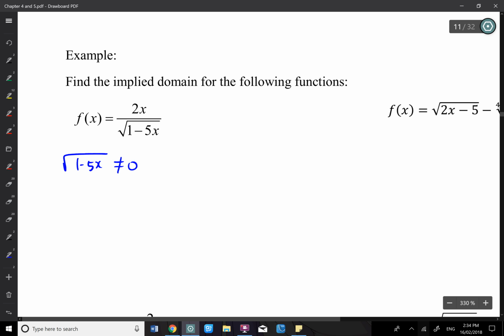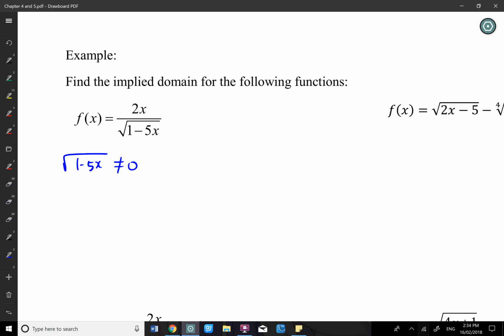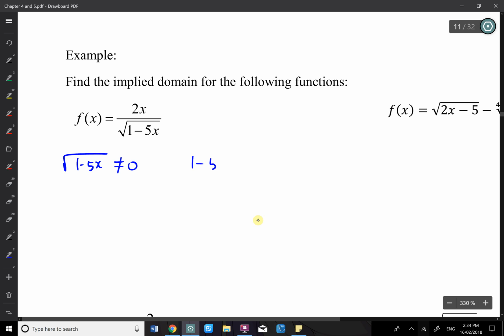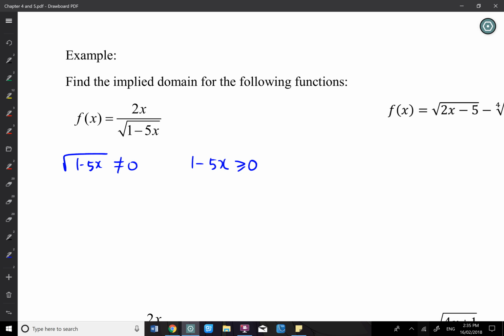What else? X can't be larger... You can give me an inequality. 1 minus 5x has to be... Yep. If you don't think about the denominator, it can be greater than or equal to 0. If you just think about the square root, 1 minus 5x can be 0. But it's a denominator as well.